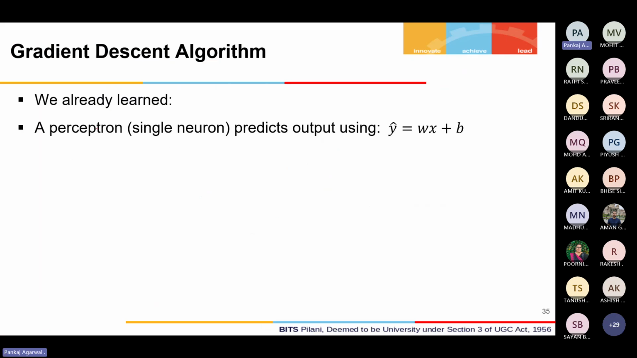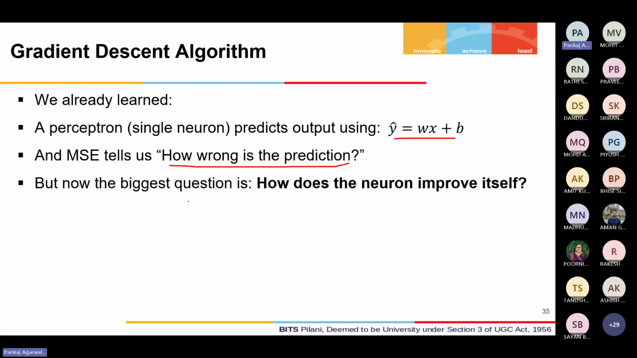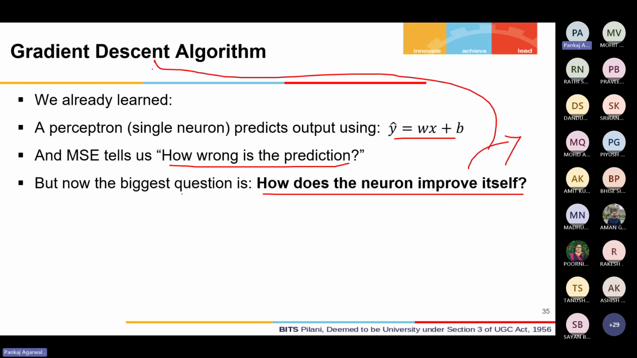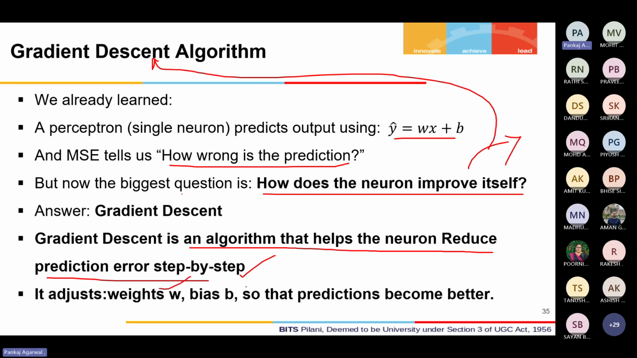So we have already learned about this, isn't it? I'll give you a thought process in terms of equations also. This is an equation, and the MSE tells us how wrong the prediction is. But now the biggest question is, how does the neuron improve itself, right? That answer we get through what? Gradient descent. That's the process that you must remember. So the answer is gradient descent, obviously. It is an algorithm that helps the neuron reduce the prediction error step by step. Obviously, everyone knows it. It adjusts the weights and bias so that the prediction becomes better.